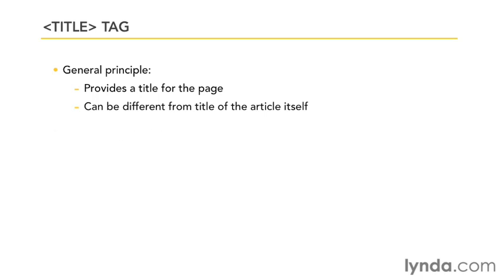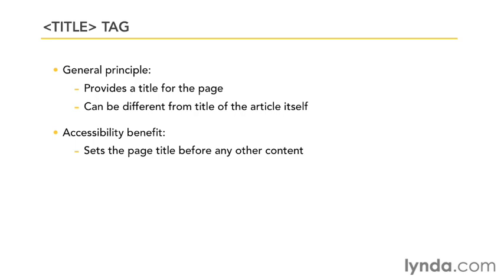it's more specific. The accessibility of a title tag is that it sets the page title before any other content. So the first thing that's read by a text-to-speech browser is the title. It also adds the title to the browser window or tab. So you notice at the very top of your window or on your tab, you'll always see text describing that page. This is the title tag.